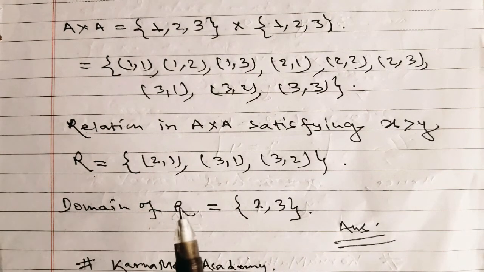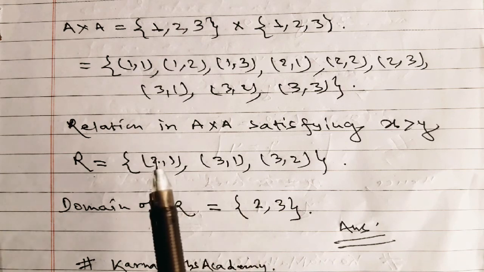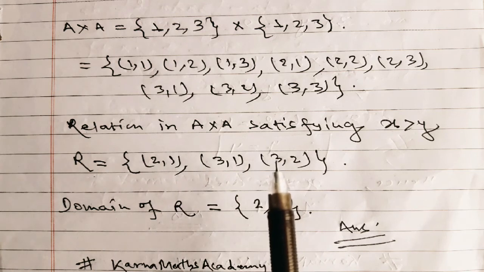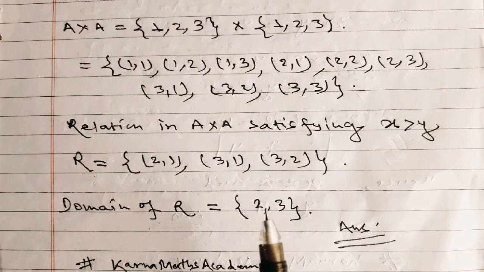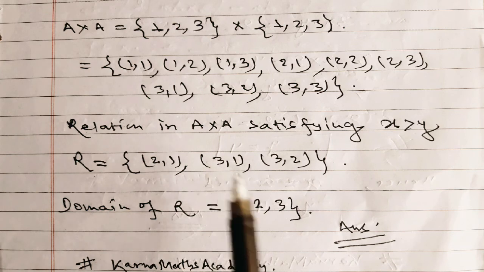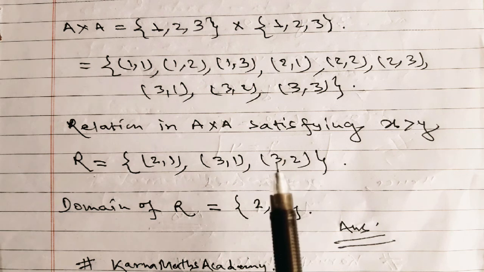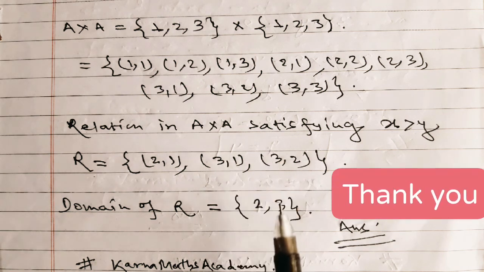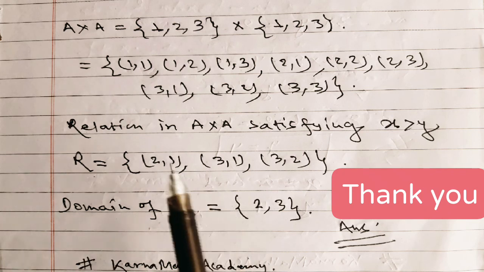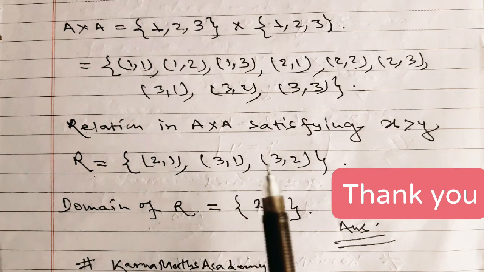Now next we have to find the domain of the relation R. We know the domain of a relation is the set of x components. So for the domain of R, we take the x components. The x component is 2 in the first ordered pair, 3 in the second ordered pair, and in the third pair also the x component is 3. So 3 is repeated twice, and we should take it only once. Therefore the domain of the relation R is the set {2, 3}.